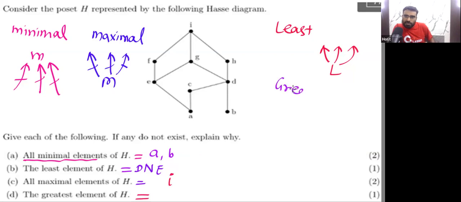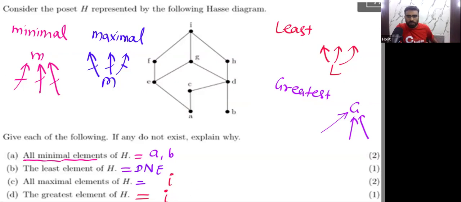Greatest means everyone is related to me. So can I say everyone is related to I? Yes, A is related to I, there is an upward path. B is related to I, upward path. Yes or no? There is an upward path from every element to I. So I can say this is greatest also. Okay, is this clear? This is greatest also.